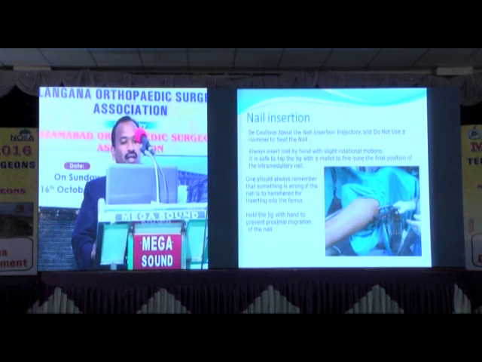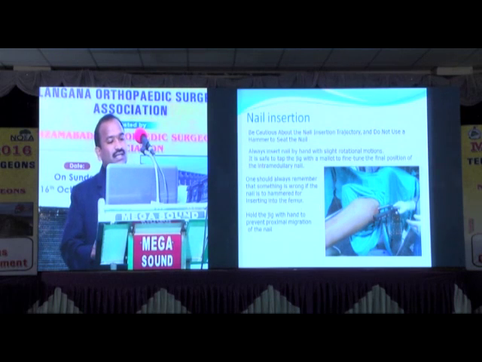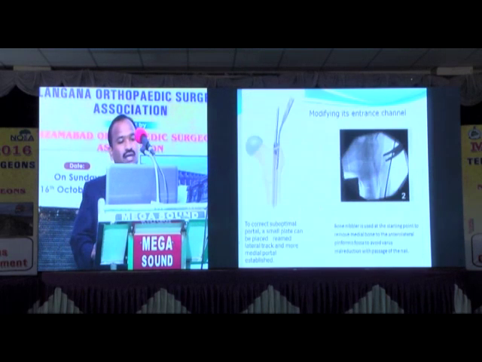The usual reaming is 1 to 1.5 millimeters above the depth of the nail, but beware of the anterior bow of the femur. Always insert the nail in a manual mode, and we should not hit it with any hammer. If there is any difficulty in passing the nail inside the medullary cavity, then we have to check with the C-arm in the distal aspect to see whether it is impinging on the anterior cortex of the femur or not.